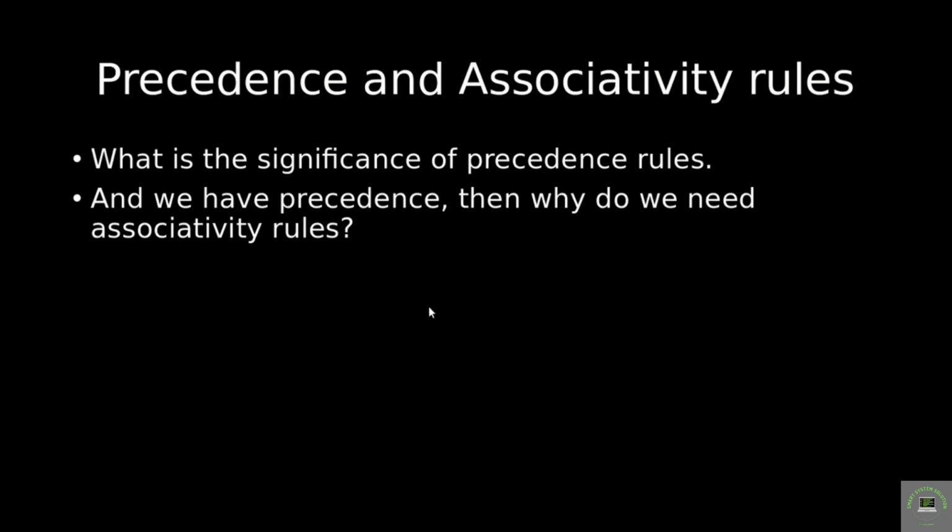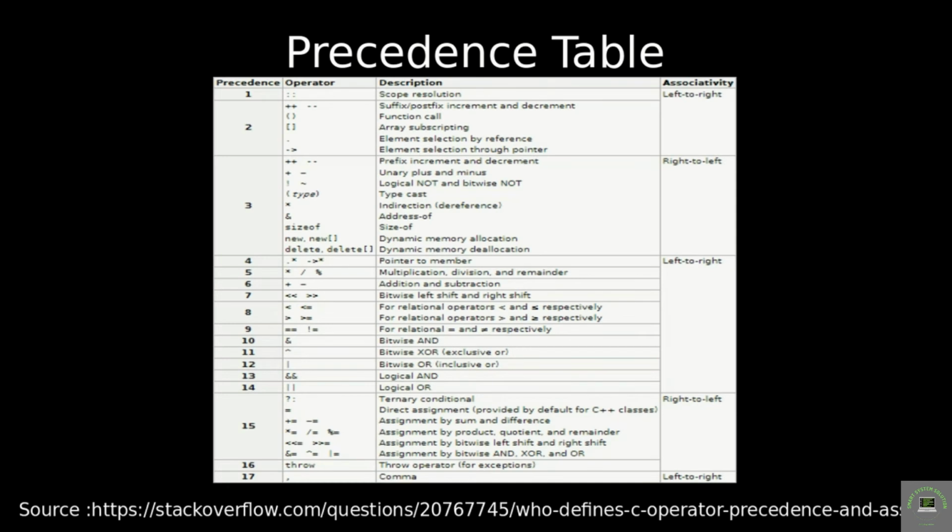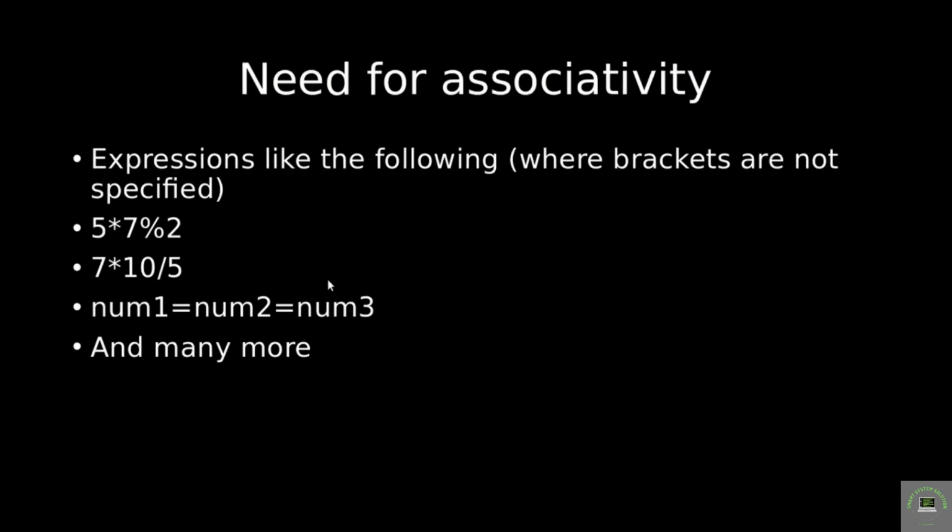Now, if we have the rules of precedence, why do we need the rule of associativity? The rule of associativity is required when a particular operand is associated with two operators having the same precedence. Like in the fifth row, multiplication, division, and modulo. If a particular operand is supposed to do multiplication as well as division with two other operands, then the associativity rule helps us in determining which of the operations would occur first. Now let us have a look at an example.